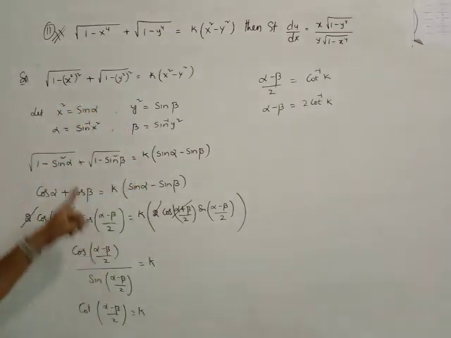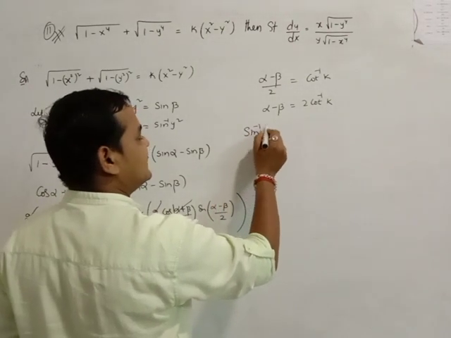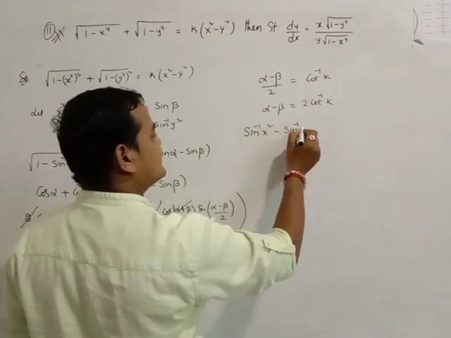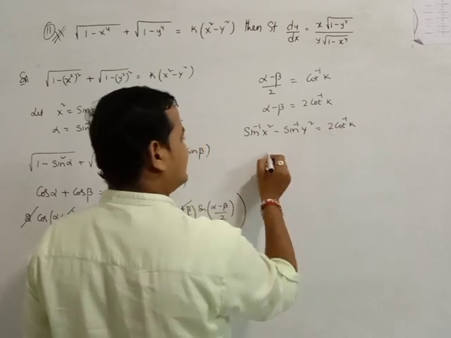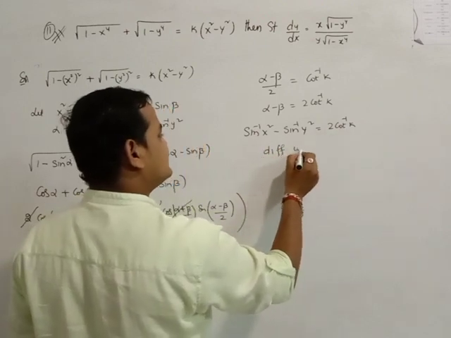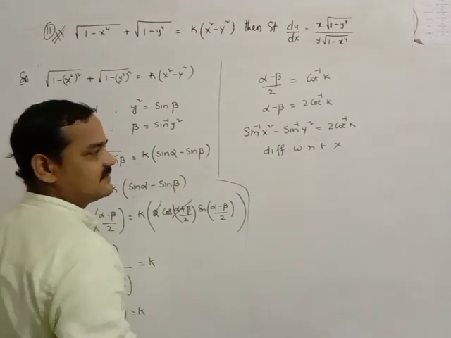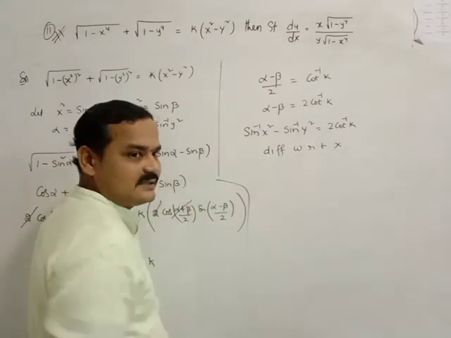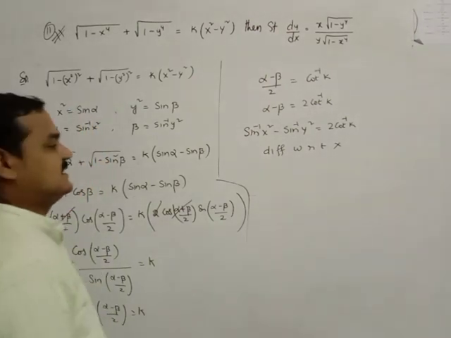Now you just substitute the alpha value. What is the alpha value? Sin inverse of x square minus sin inverse of y square is equal to 2 cot inverse of k. Now differentiate with respect to x. So what you get in differentiation: this is a composite function. The first function is sin inverse x and the second function is x square.